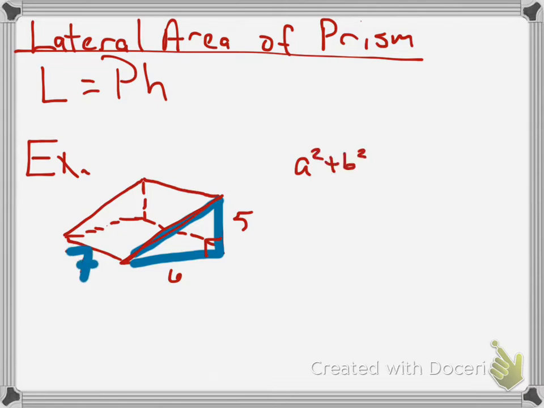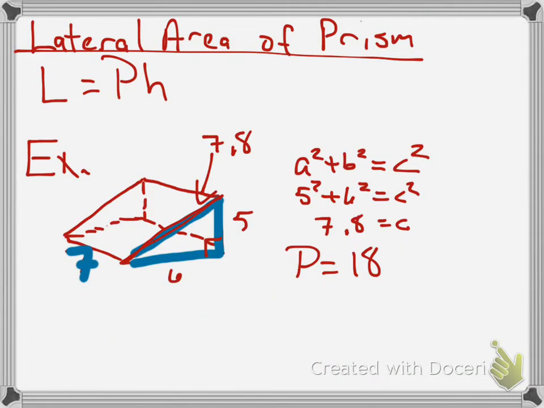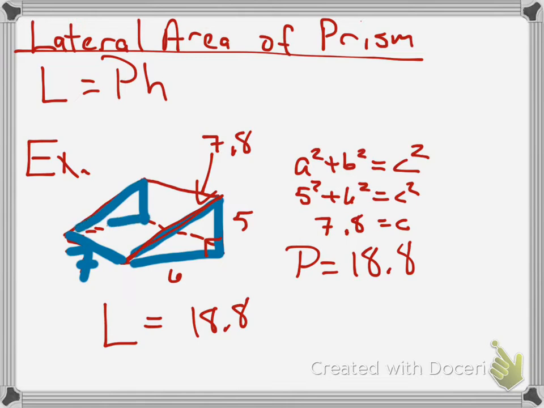Here, you need to find that third side, using a squared plus b squared equals c squared. You get that to be 7.8. So the perimeter would be 7.8 plus 5 plus 6, which is 18.8. Your lateral area would be the perimeter, 18.8, times the height, which is the distance from one base to the other base. That's 7, so 18.8 times 7 gives you 131.6.